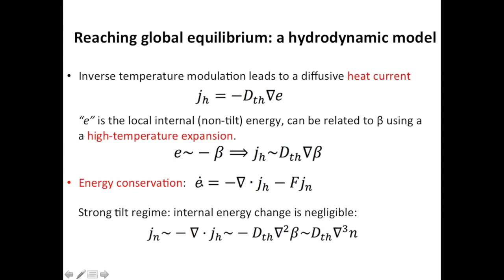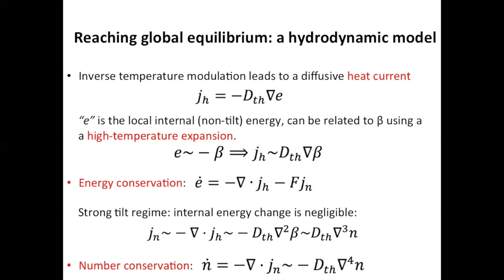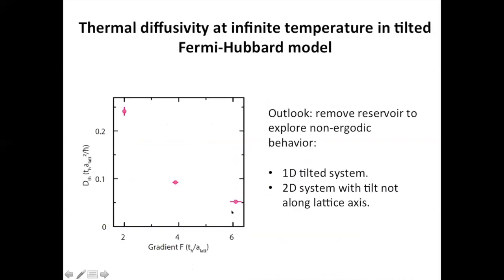So this E dot in the large gradient limit is actually 0, which tells you that the number currents are related to the gradient of the heat currents, which are related themselves to the gradient of beta. So now you have a second derivative of beta. And beta itself, as you saw before, was related to the gradient of density. So now you have the third derivative of the density. Then if you write down the number conservation, you get an equation that is like n dot is related to the 4th derivative of the density. So that gives you the lambda to the 4 behavior in the large gradient limit. So this allowed us to actually measure the thermal diffusivity.